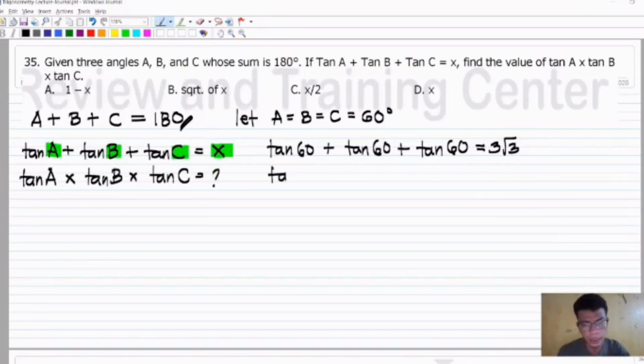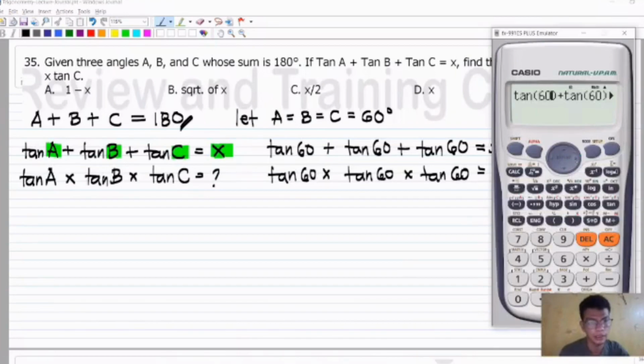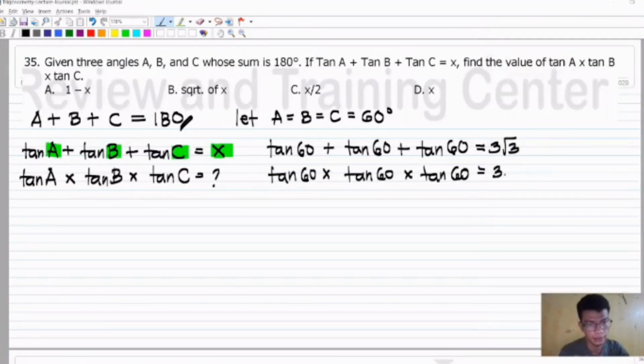So try natin ano ang ilalabas ng calculator kapag ginawa natin tangent 60 times tangent 60 times tangent 60. The answer is still 3 square root of 3. So, from the upper condition, yung 3 square root of 3 natin ay naka-base kay x. Therefore, sa pangalawang condition natin na naka-multiply na, since 3 square root of 3 pa din naman ang answer, nananatiling x yung value niya. That is letter D.